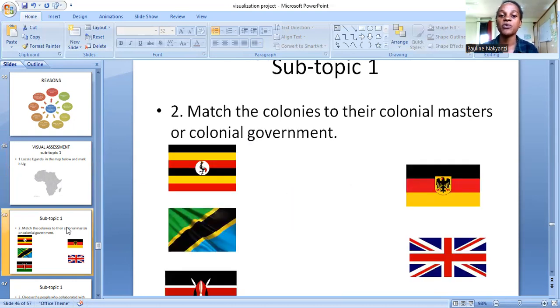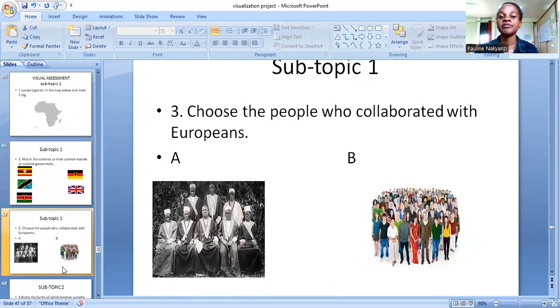Again, under subtopic 1, I gave the matching assessment for the students to match the colonies to their colonial governments. Then I gave this as another assignment in subtopic 1, where the students had to choose the people who collaborated with the Europeans. Because when we looked at hierarchy, the Europeans came first, the traditional rulers came next, and then the masses, so they can identify the difference through the use of the hierarchy or the word step.